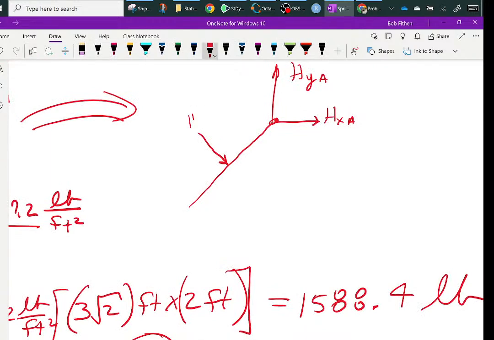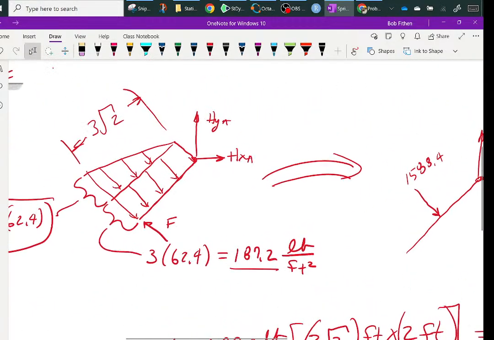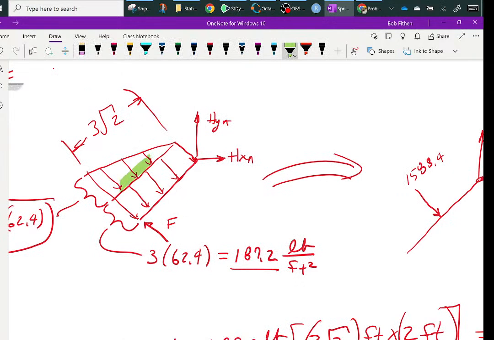So this load is 1588.4. Now, we got a triangular load sitting here, and that triangular load is because of this. Its value, its area here, is half the area of that one. Right here, it's half the area of this one. So since it's half the area, it's going to be half the load.